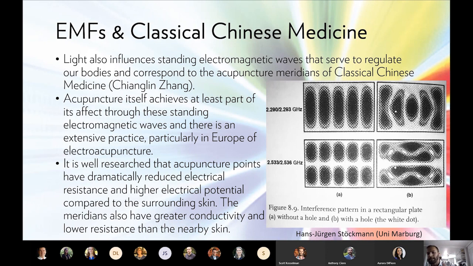The image here is a simple example of two-dimensional standing waves. This is just a metal box, a rectangular plate, and the two-dimensional standing waves that are created by different frequencies. The ones in column A are the wave patterns formed by the frequency vibrating this plate. On B, there was just one dot, a hole drilled into the plate, and the same frequency pumped into it, and you can see how much the standing wave pattern changes.